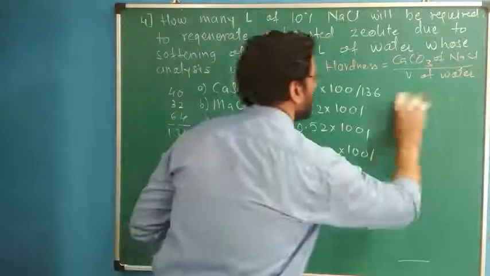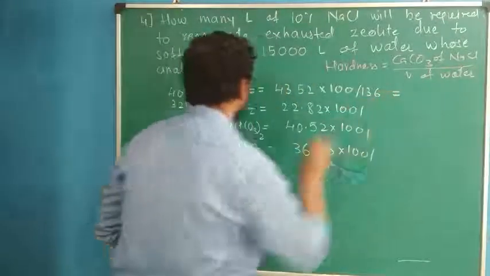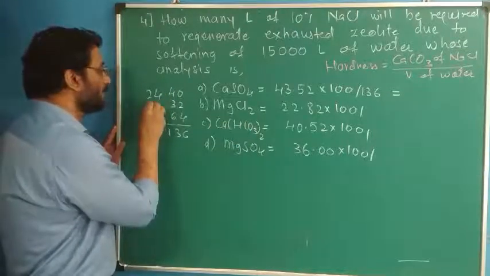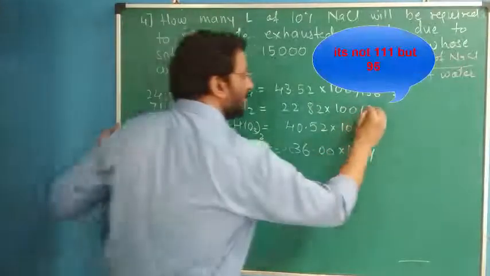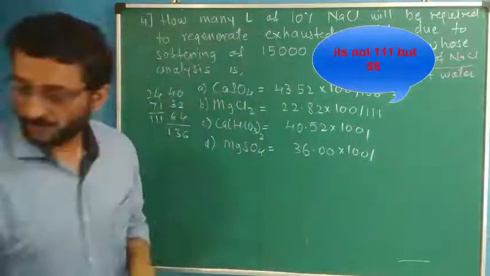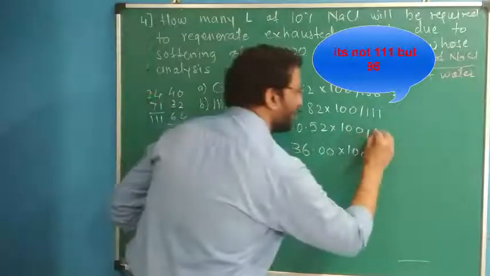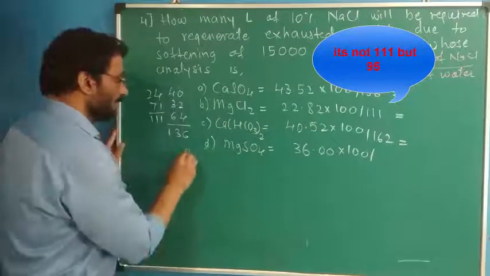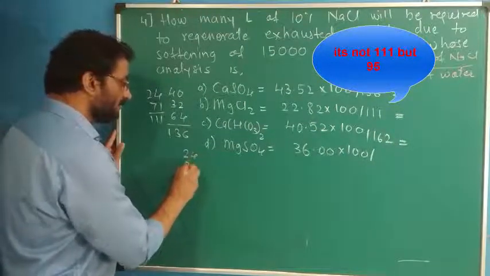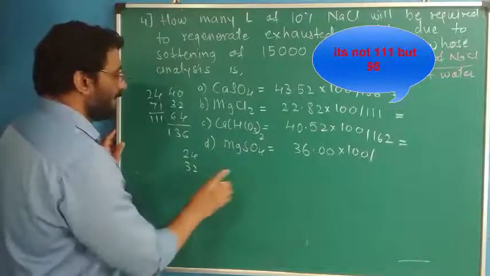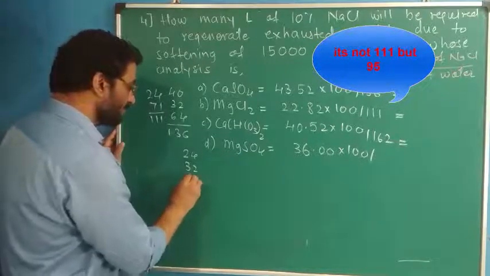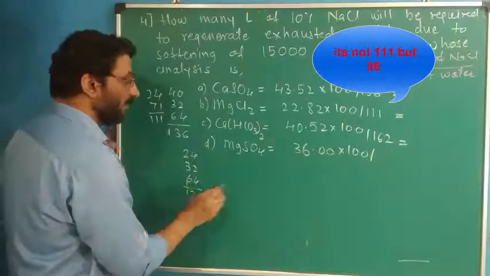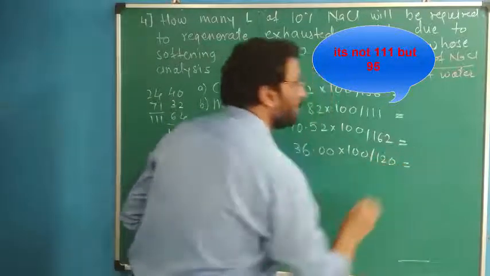Okay. And then find out. Magnesium chloride 24 for magnesium and 2Cl, that is 35.5 into 2, that is 71. 111 divided by 111. This way we can find out. Bicarbonate 162. You find out this. And magnesium sulfate. Magnesium is 24. Sulfur is 32. And 4 oxygen, that is 16 into 4, 64. It will be 120. This can be found out. Easily we can find out.